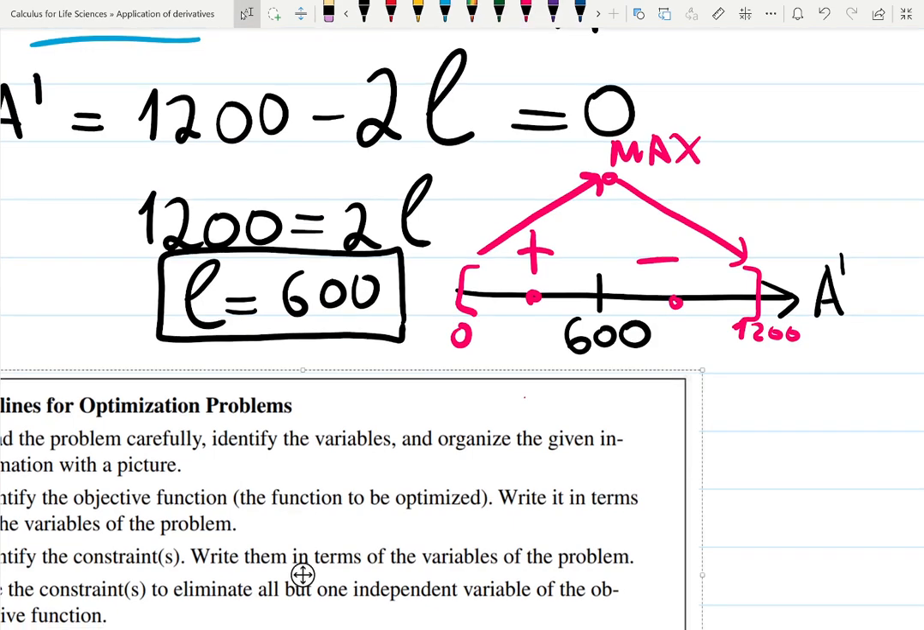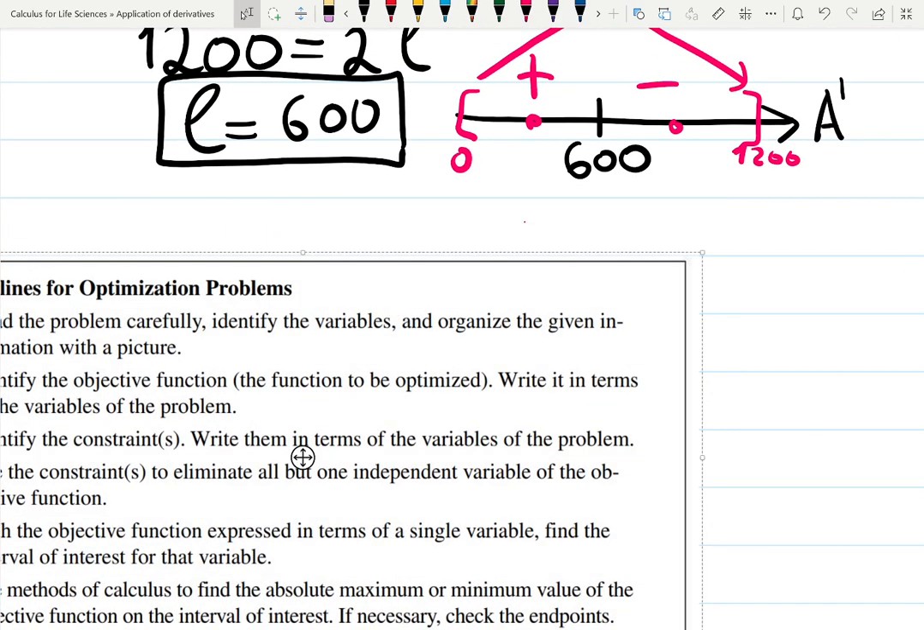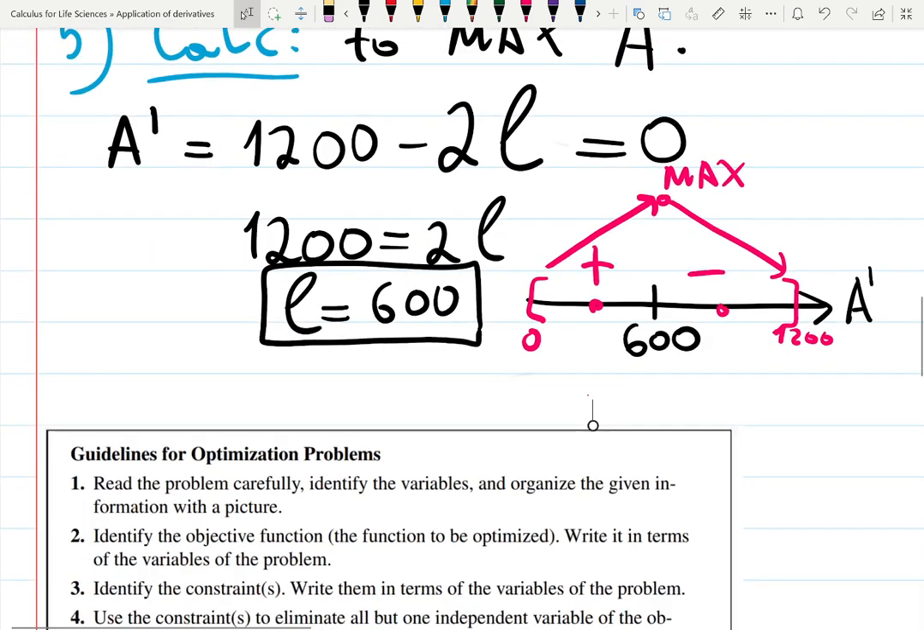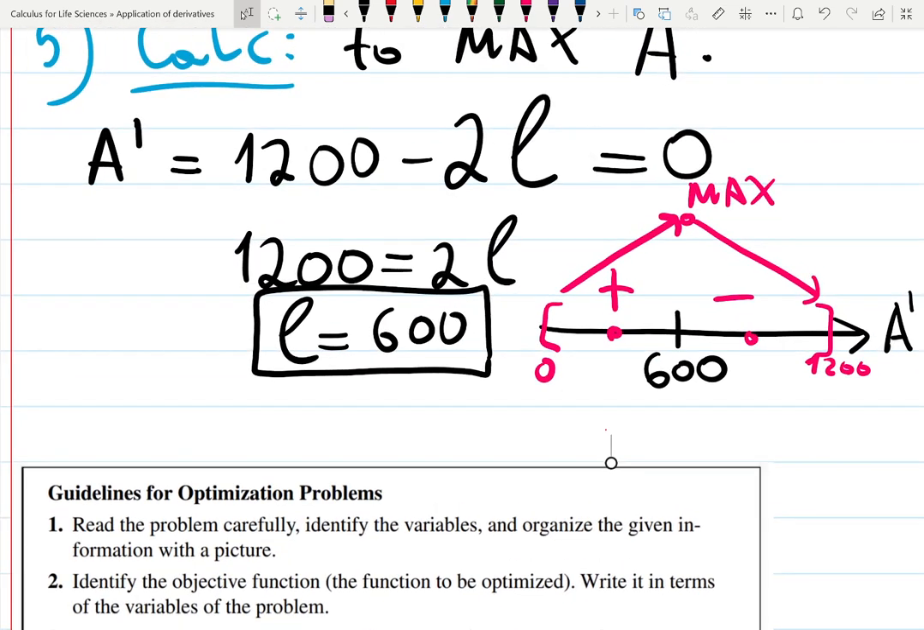Since there are no other critical points, we can claim that this is not just a local maximum, it is a global maximum as well, because there are no other places to go. So L equals 600.